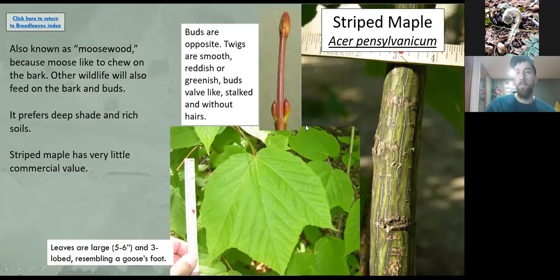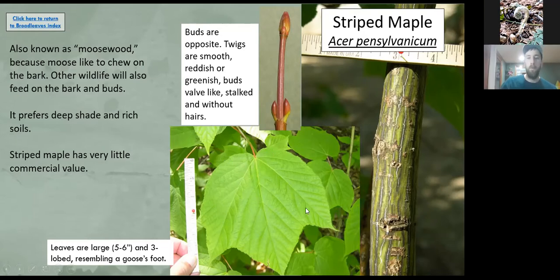So here we have striped maple. Some people call it moosewood. It's actually more of a shrub than it is a tree. It has very large leaves, 6 inches plus across. They really don't have much of a 5-lobed shape. It's more of a 3-lobe leaf. But if you look down near the petiole base, you will see almost a tiny little lobe trying to grow out there, but it doesn't. The bark is very noteworthy. It's green, with white in between each of the fissures.